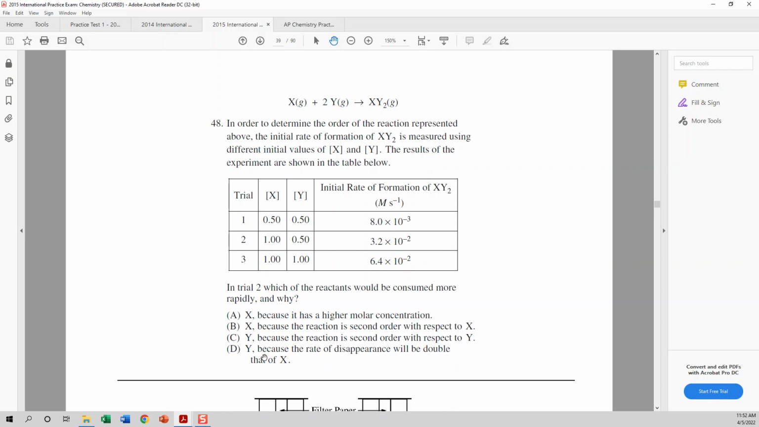So this question has nothing to do with the data. They're trying to fool you into picking X because you started with more X. Okay? But that doesn't matter. All that matters is the ratio. And for every 1 X that is involved in this reaction, you lose 2 Y. Okay? So again, that wasn't the question asked.